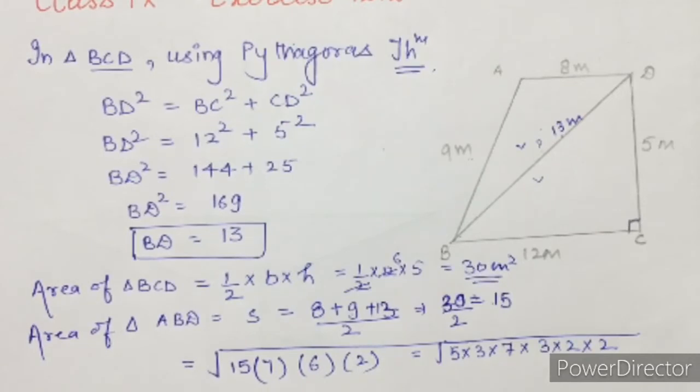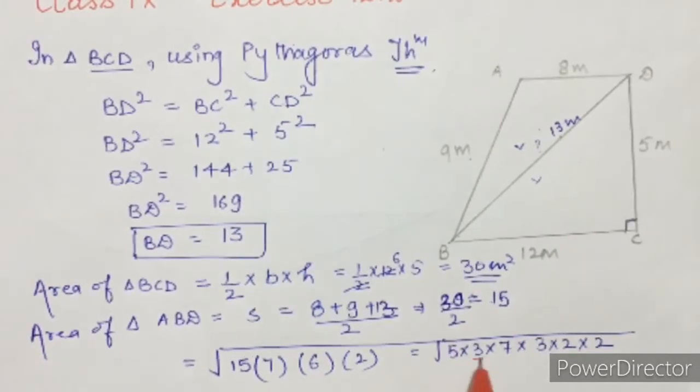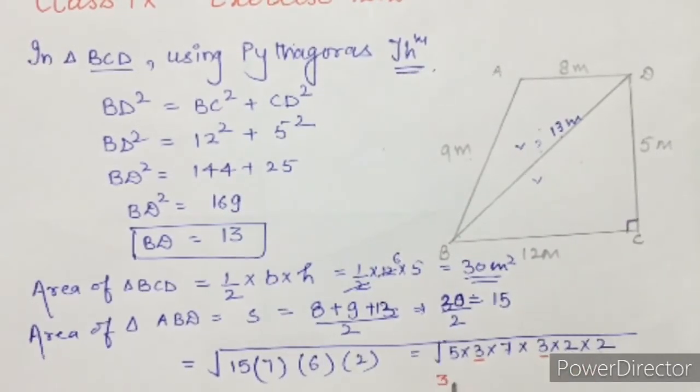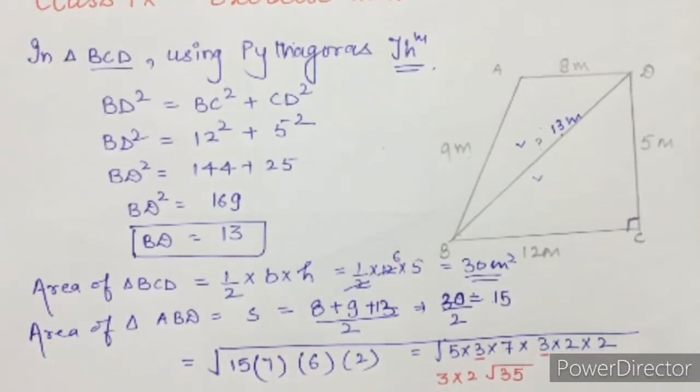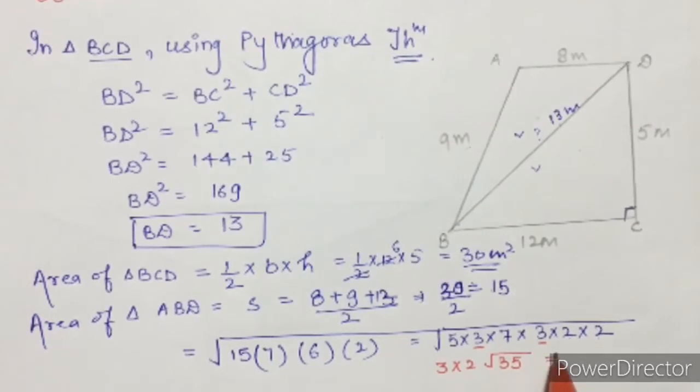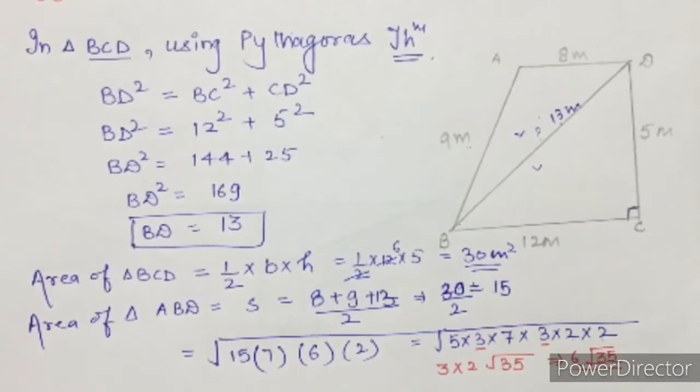Now the next step, we have to make pairs. This 3 and 3, both are a pair, so 3 will come out, and this 2 and 2 will come out. This 5 and 7, unpaired, will remain inside the root. Now it will be 6 root 35. Now we have to find the root of 35, and we will multiply it with 6. What is the root of 35? We can find it in rough.